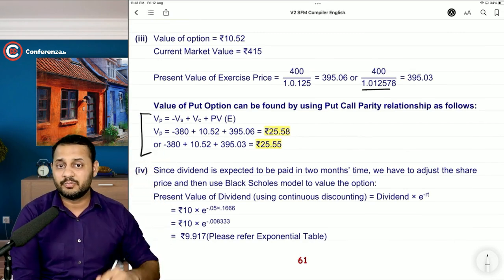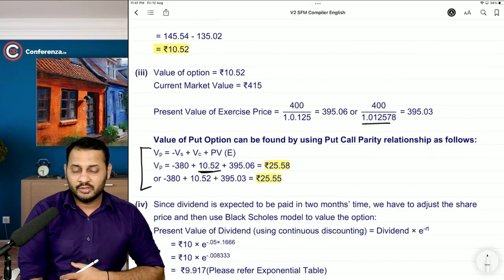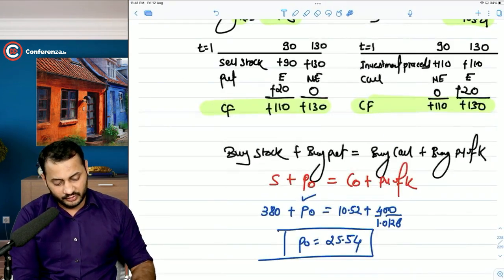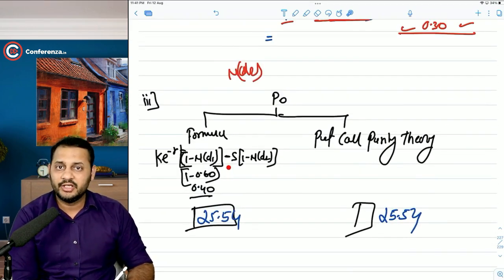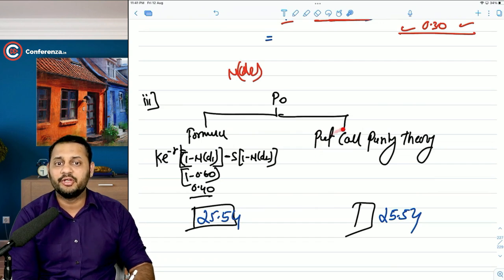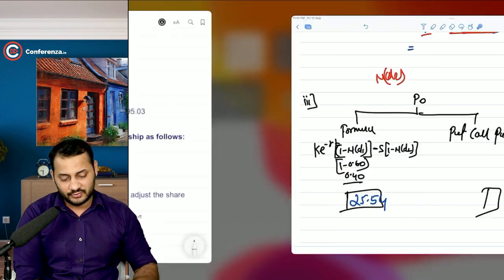But for that purpose, we should know the call option value, right? If you use the Black-Scholes formula, there is no need to have the call value in order to calculate the put value. But under the put-call parity theory, if you want to calculate the value of put, you should have the value of call as well. That's it. This was the third part.